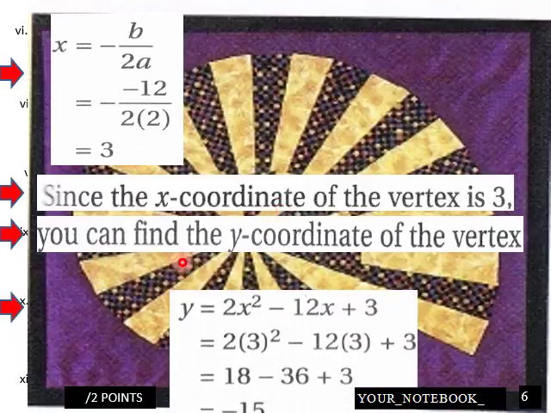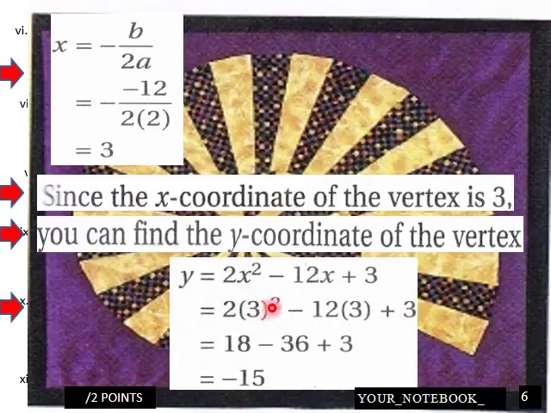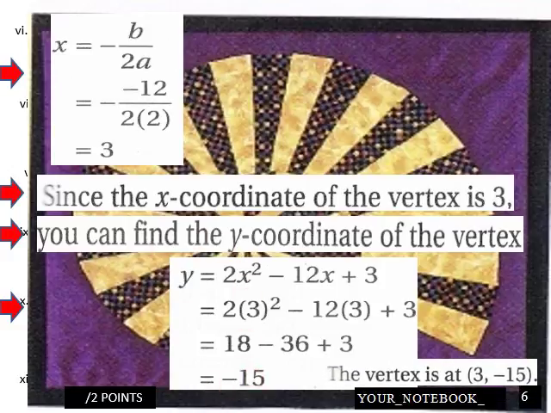So we plug that 3 back into the original here to find our y-coordinate, so it'll be negative 15. So when x equals 3, y would equal negative 15. That would be your vertex.